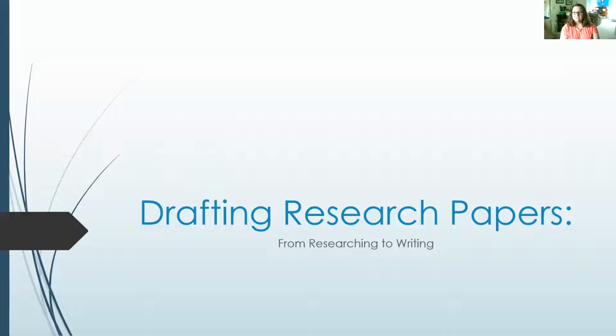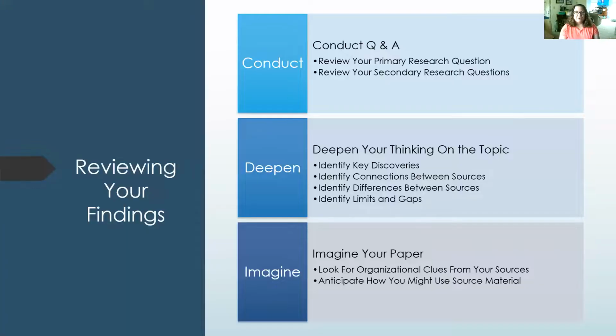All right, so drafting research papers, from researching to writing. All right, so the first thing you want to do is look at all of the information that you have gathered from your sources. Review your findings. Go back to the research questions that you had, maybe even in project part 1, or maybe just questions and ideas that you have thought of along the way as you've been researching the topic.